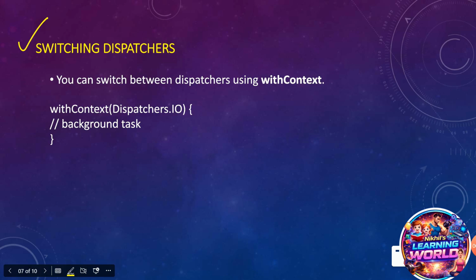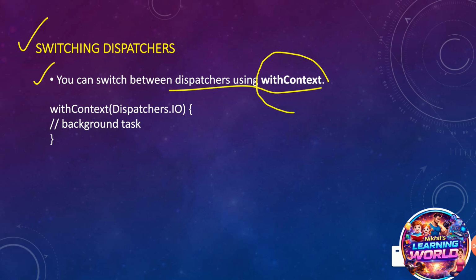Besides Unconfined, it is majorly Main, Input Output and Default that are used in Android development. So next is switching dispatchers. You can switch between dispatchers using withContext. It may be from Input Output to Main, or from Main to Input Output, withContext is used.